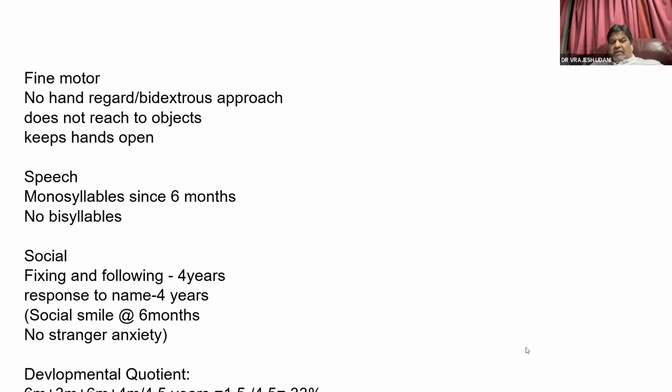What is your, first of all, you should never say speech. You should always say language. Okay. So what are the language milestones you asked for? So I've asked for receptive, if she's responding well to her name, or if called by. They said that she's responding towards that, but in expressive language there was only monosyllables.